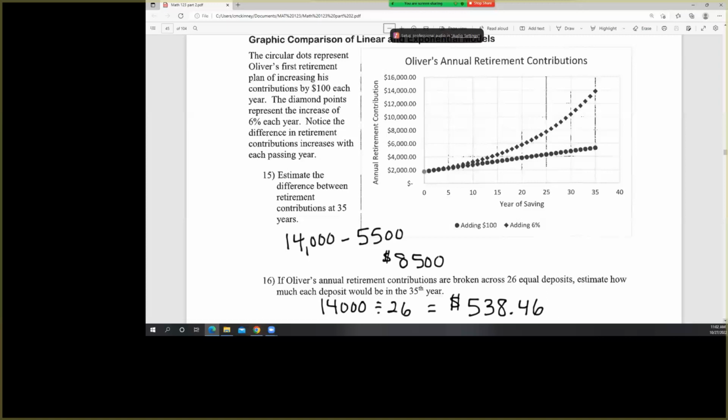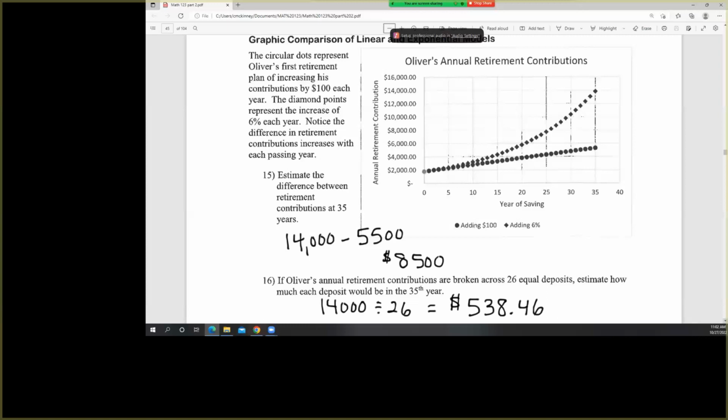So that's a great plan for Oliver, if he could do that and increase how much he's putting in, but if his pay is not also going up, he might find by that point he could be having a hard time putting aside that much money every pay period. It's going to be set up nice for retirement if you can, but.